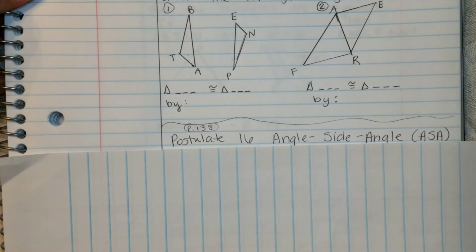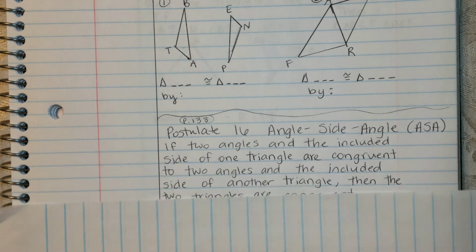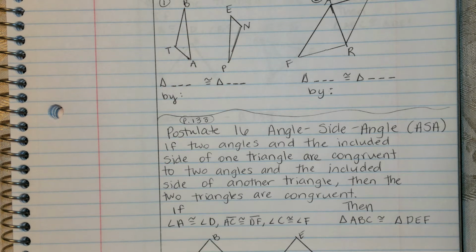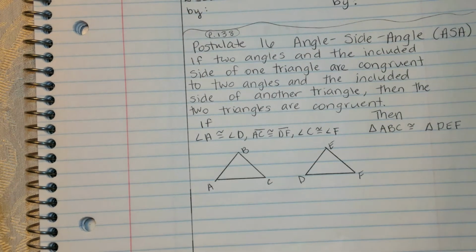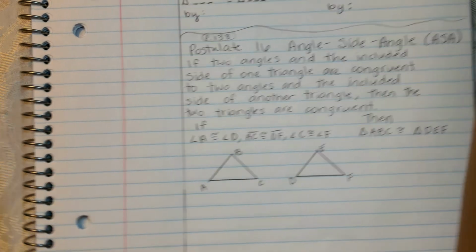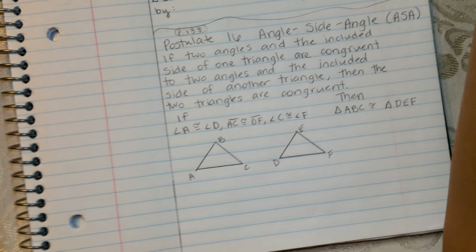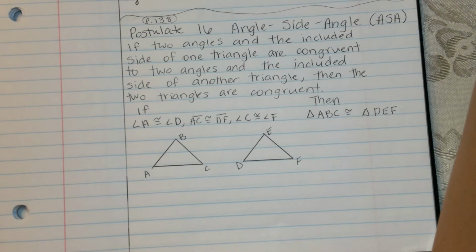Okay, so today we're going to learn about two other ways to prove triangles congruent, SSS and SAS. Okay, I'm going to just show that whole page. So here's the first one. It's a postulate 16, angle, side, angle. Whoops, I think I wrote the wrong essential question. Okay, so angle, side, angle.